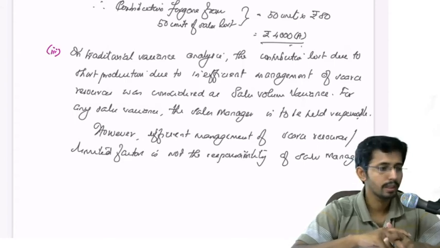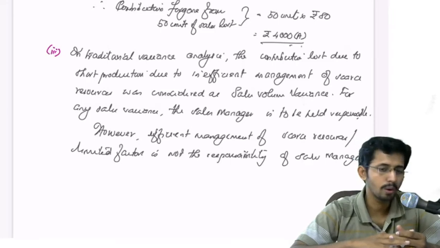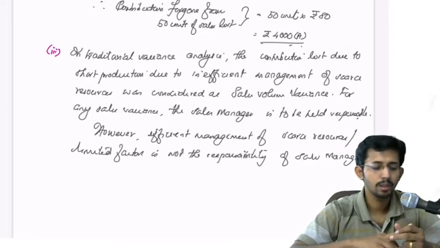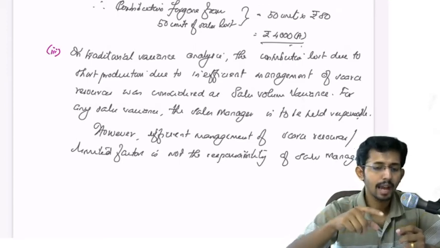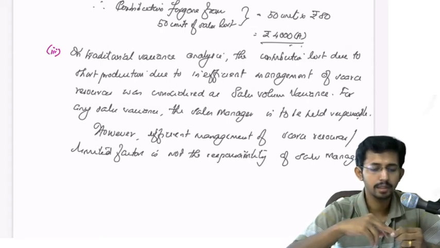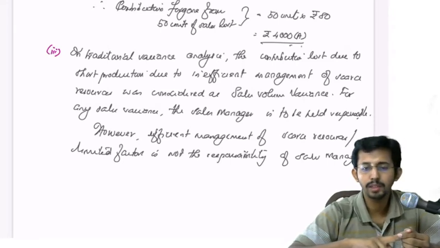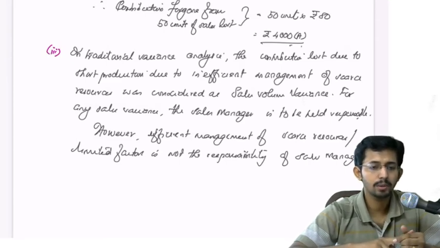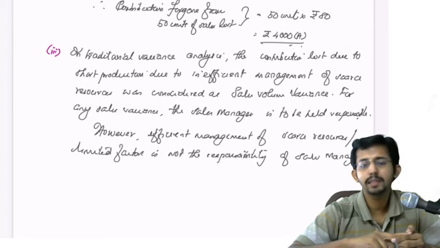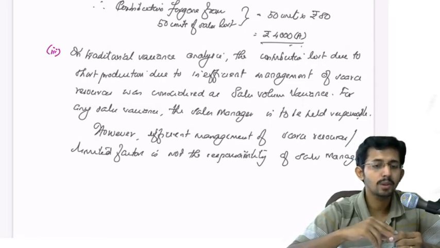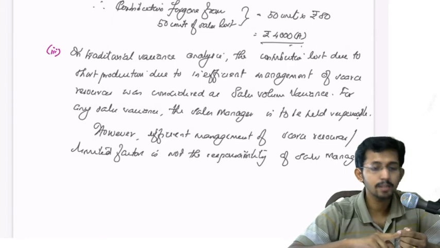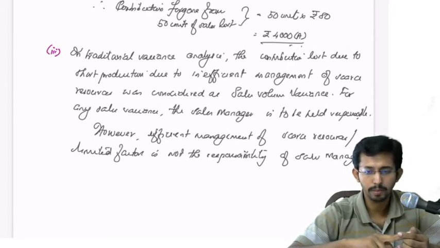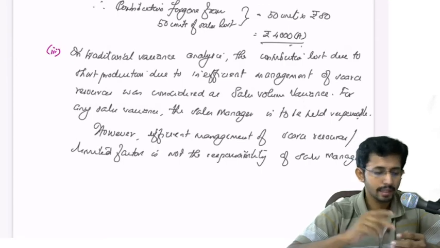Therefore any contribution foregone due to short production, in bracket you can write as compared to budgeted production, due to short production on account of inefficient management of limiting factor, should not be assigned on the heads of the sales manager. Okay, full stop. You can write as next paragraph.